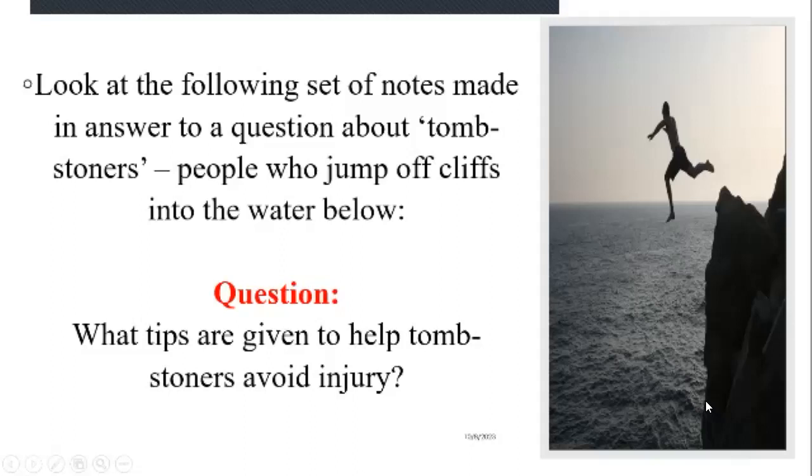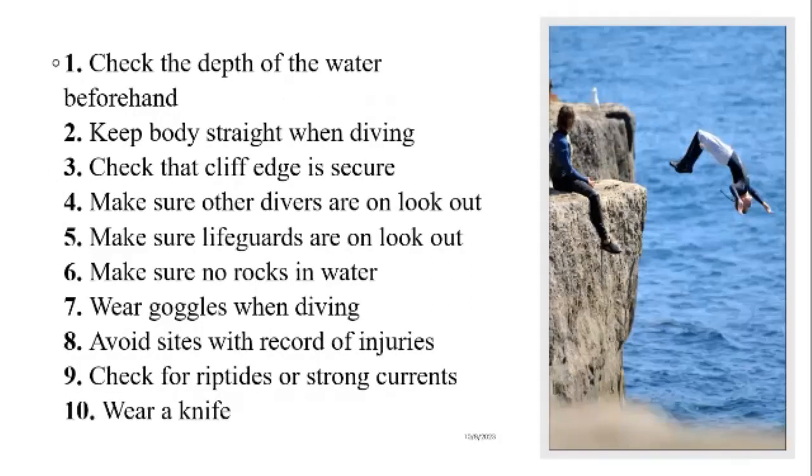Let's use this as an example. There's a question here, which is: what tips are given to help tombstoners avoid injury? So you have to summarize the tips that the writer of the passage gives in order to help tombstoners avoid injury. Let's see how the points are. Let's say that you have read the text and you've been able to identify 12 points. But worst case scenario, you've been able to identify 10 relevant points.